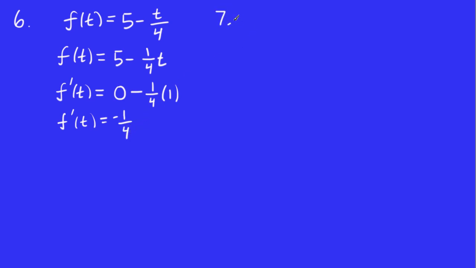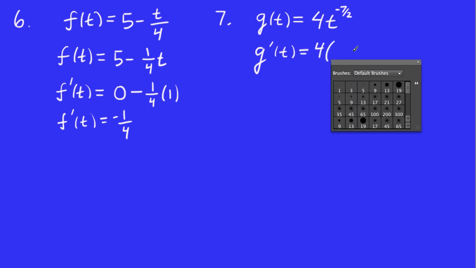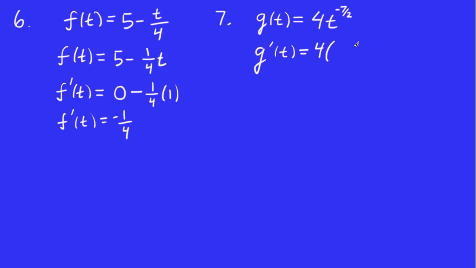For number 7, why don't we write it as g of t? Got to get used to these different letters of these function names. How about 4t to the negative 7 over 2? Okay, well, the derivative of that is going to be, let's first pull the 4 out front, and then inside these brackets here, we're going to multiply by the derivative of t to the negative 7 halves. And that's just power rule, right? N is negative 7 over 2.